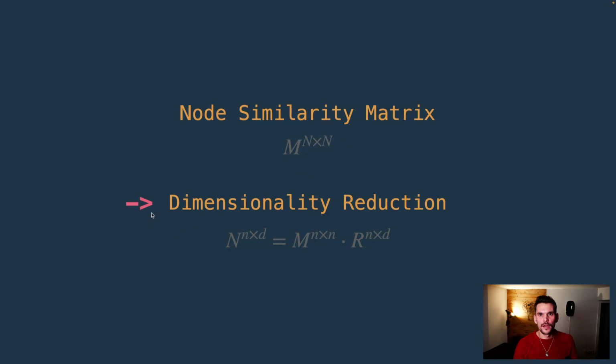Now let's have a look at how FastRP does the dimensionality reduction. We want to multiply our matrix M, which is an n cross n matrix, with some reduction matrix, which is an n cross d matrix, so that we end up with an n cross d matrix as a result. In FastRP, we want to use a random projection matrix to do this dimensionality reduction.